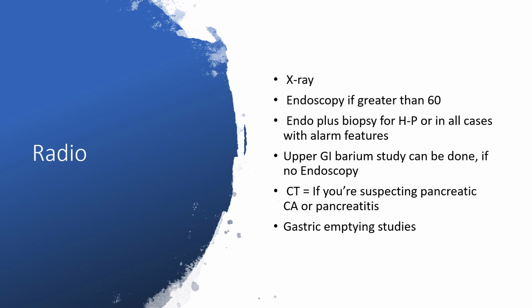You can have radiological investigation done, like X-ray and endoscopy in anyone greater than 60 years, endoscopy with biopsy if you're suspecting H. pylori. Even endoscopy is compulsory in everyone with alarm features. Upper gastrointestinal barium study could be done if in your center you don't have endoscopy. You may embark on CT scan if you are suspecting pancreatic carcinoma or pancreatitis. And of course, gastric emptying studies could be done, but not usually done. Okay.